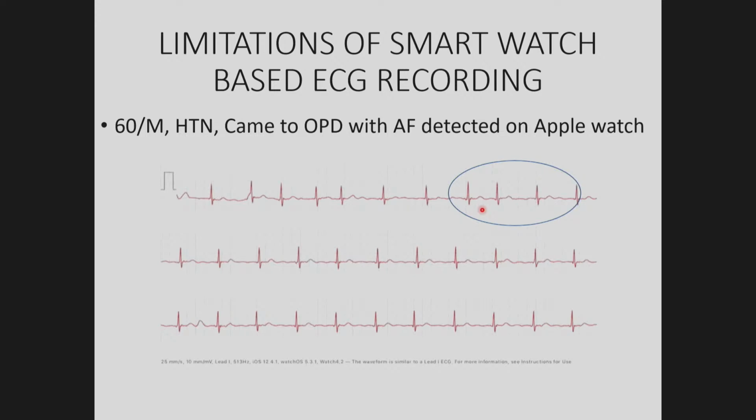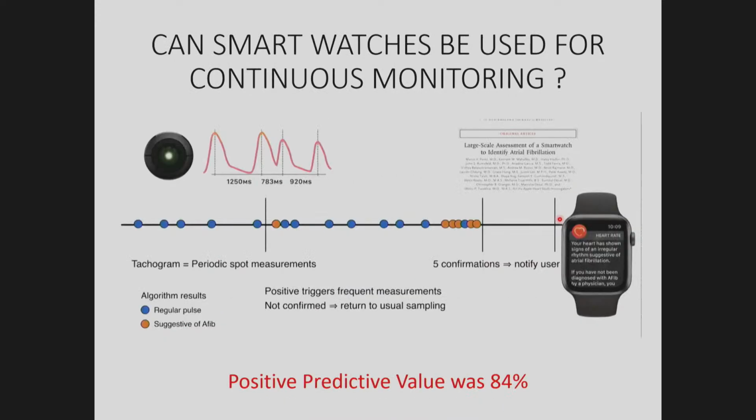If I can foresee this event by a simple watch that the patient is wearing, and this is what the Apple Watch study said, you can reliably predict the onset of atrial fibrillation even before an event happens. If that is true, you can start this patient on appropriate therapy before the event happens. So smartwatches have been used for continuous monitoring.